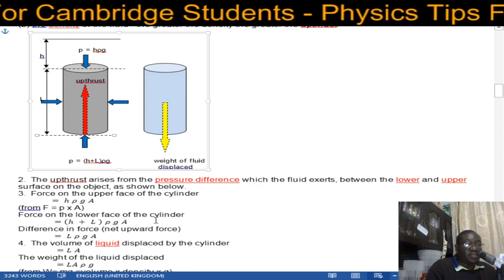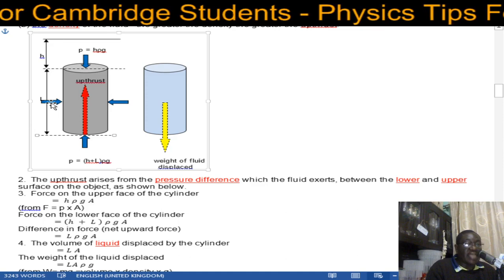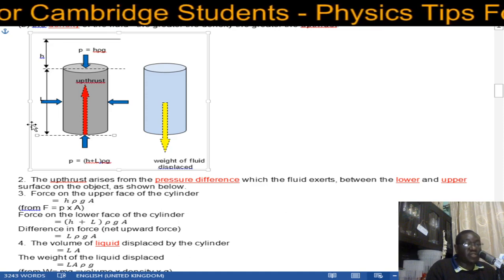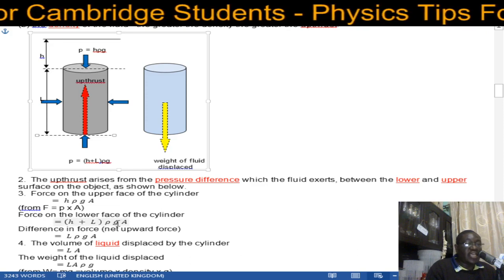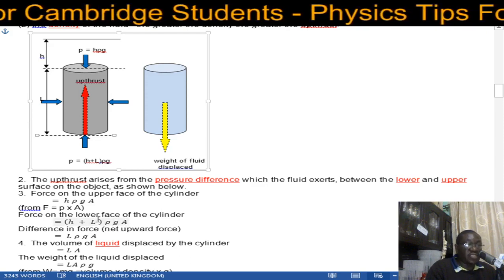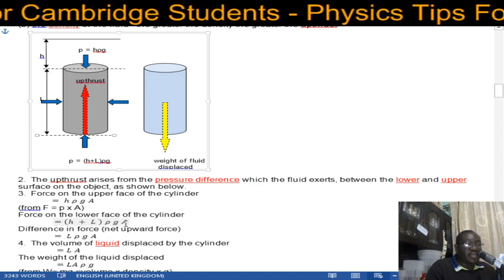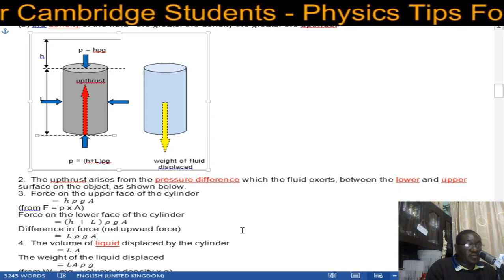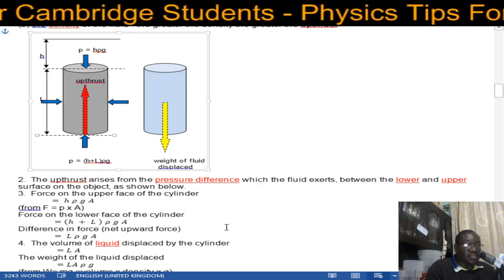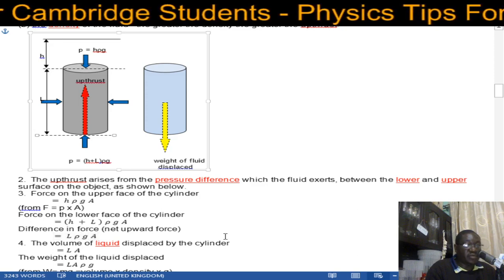And then the force on the lower face will be equal to (h plus this L, that will be the depth) times rho g A. That is, all this will be the pressure, which is (h plus L) rho g, times the area. So the difference in the force, which is the net upward force, will be equal to L rho g A, because the h will go away.